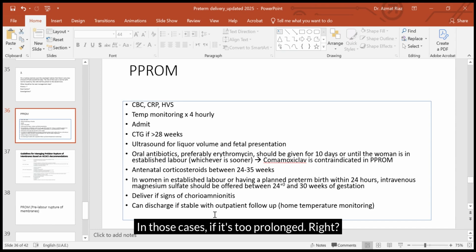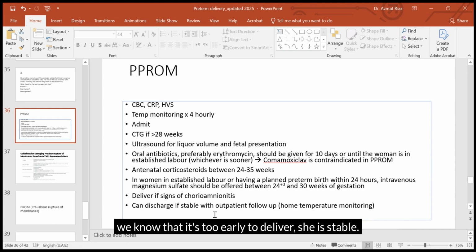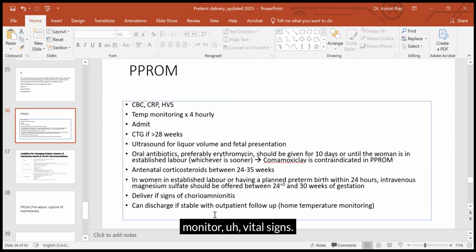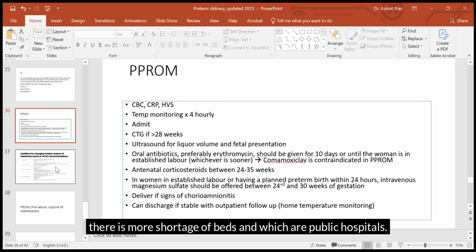In those cases, if it's too prolonged, right? Because if a patient has PPROM at 26 weeks, for example, and we know that it's too early to deliver, she is stable, there is no indication to deliver. So in those cases, after careful discussion and selection, we can send them home, but strictly telling them that they need to monitor vital signs. Again, in UAE, we are a bit more careful. So usually it applies more to countries where there is more shortage of beds and which are public hospitals.